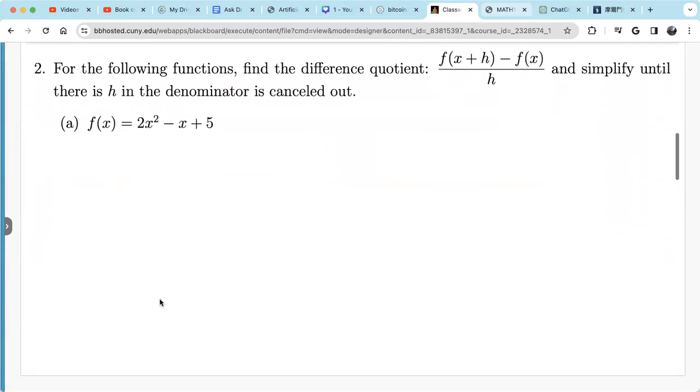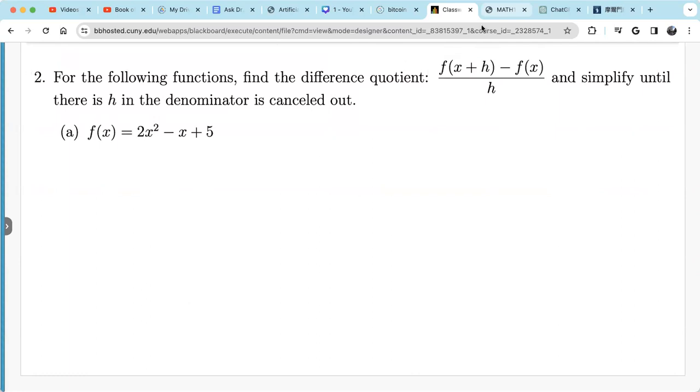Okay, let's see 2. Difference, we want to find this difference quotient. It's a difference quotient. First is a difference, right? So this difference between f of x plus h and f of x. Then quotient, because it's a division, divided by h. So it gets a very honest name, difference quotient.